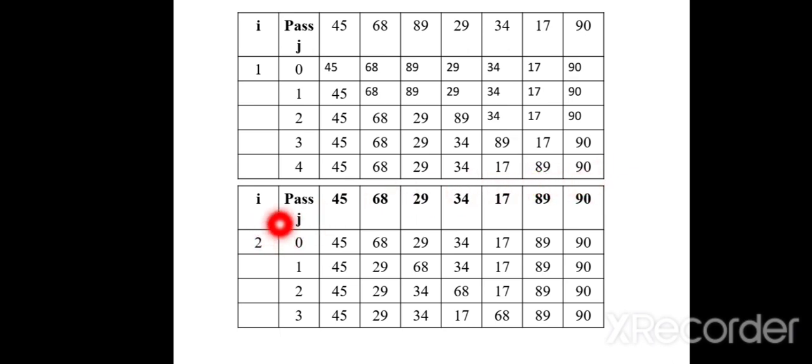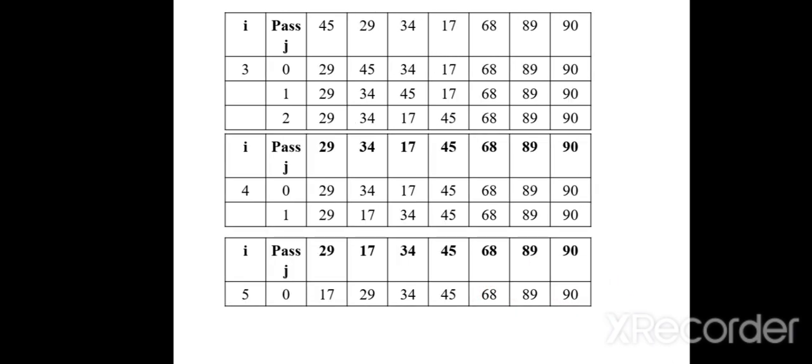Now i gets incremented to 2, so j will range from 0 to 3, and again the same process continues. At the end of pass 2, the last three elements 68, 89, 90 find their place and get fixed in position. Next, the third pass: i becomes 3, so j becomes 0, 1 and 2. So j will have only 3 passes.